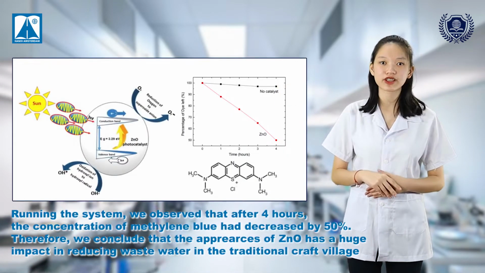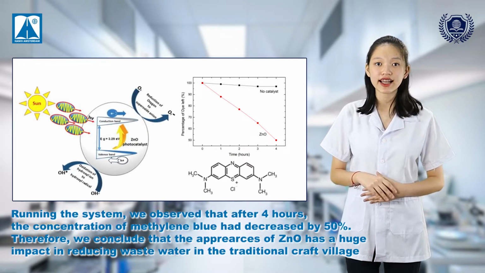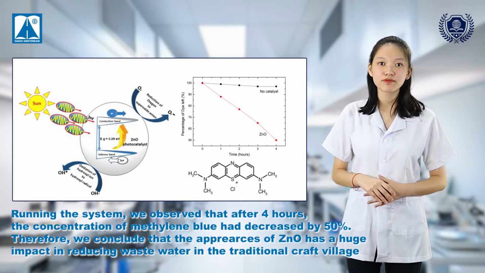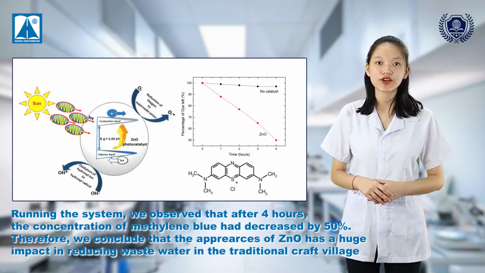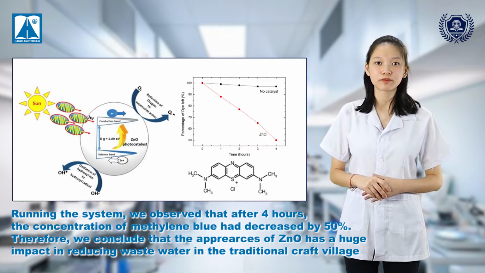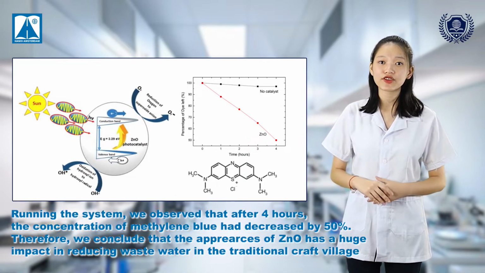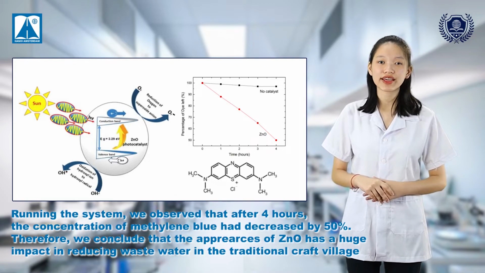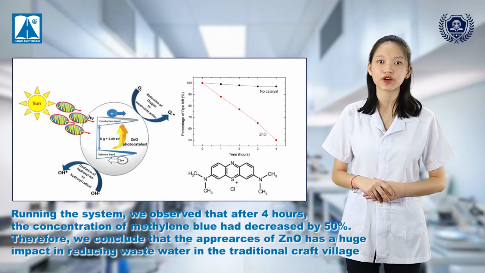This figure shows the photocatalysis of zinc oxide to learn about its potential to absorb sunlight and produce electrons and free holes. We use methylene blue, a substance that is really hard to dissolve, as a catalyst. During the process, the sunlight projects onto the zinc oxide and creates electrons and free holes, which have high mobility characteristics in reducing the methylene blue. Running the system, we observe that after 4 hours, the concentration of methylene blue has decreased by 50%. Therefore, we can conclude that the presence of zinc oxide has a huge impact in reducing the wastewater in the traditional craft villages.